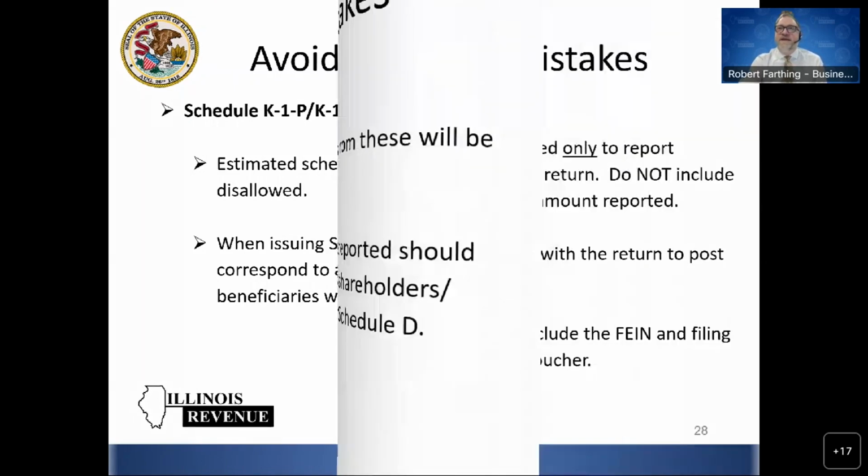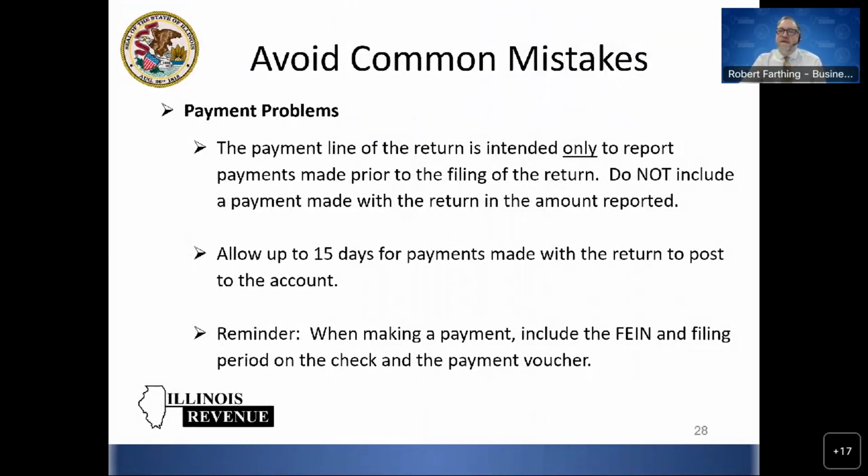As we continue, we'll look at some payment problems. Another part of the return which causes problems for taxpayers is often the payment section. The payment line of the return is only intended to report payments made prior to the filing of the return. We ask you not to include on the line payments which are made together with the return.